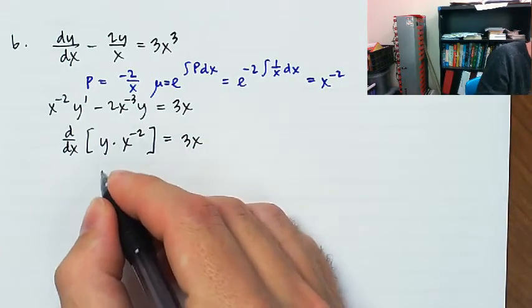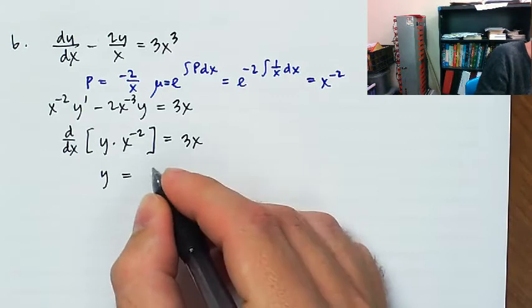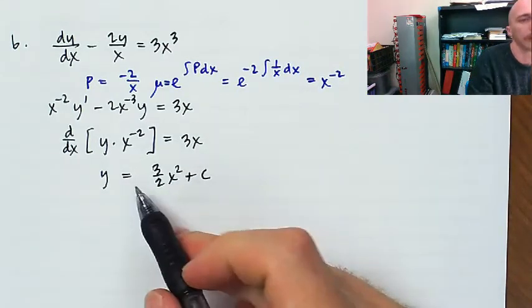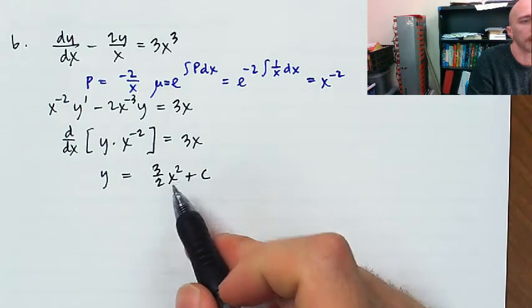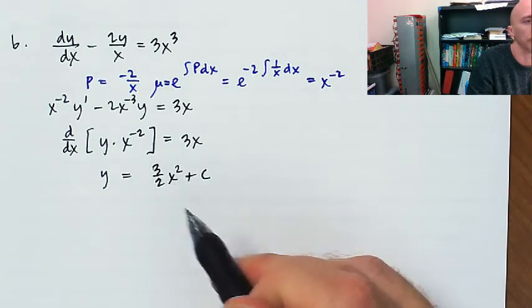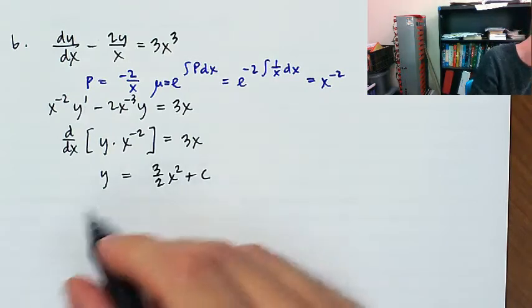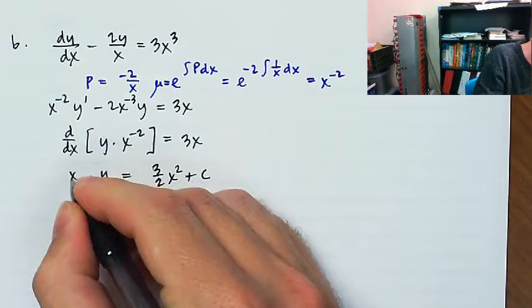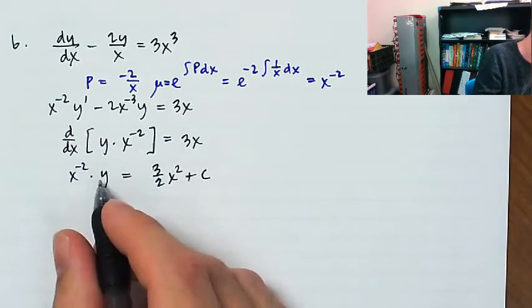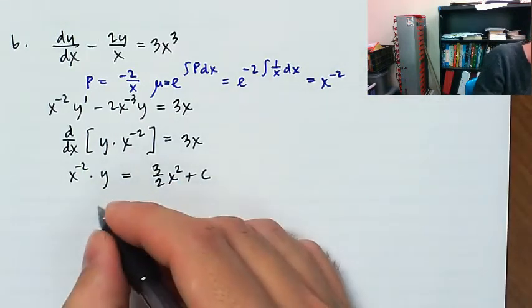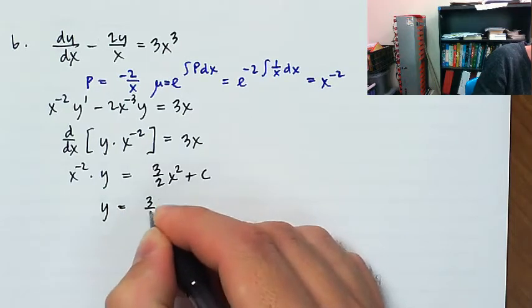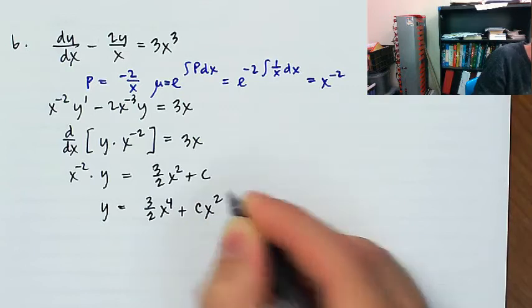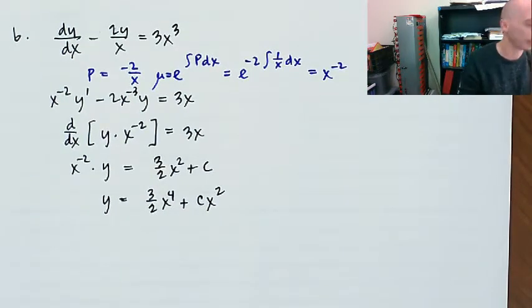Okay, I'm going to take the antiderivative of both sides. Right, and then, hold on, I lost myself. 3/2 x squared plus c. Oh, wait, that's not it. This is going to be y multiplied by x to the negative 2. So I need to solve for y by multiplying both sides by x squared, and y will equal 3/2 of x to the 4th plus c multiplied by x to the 2.